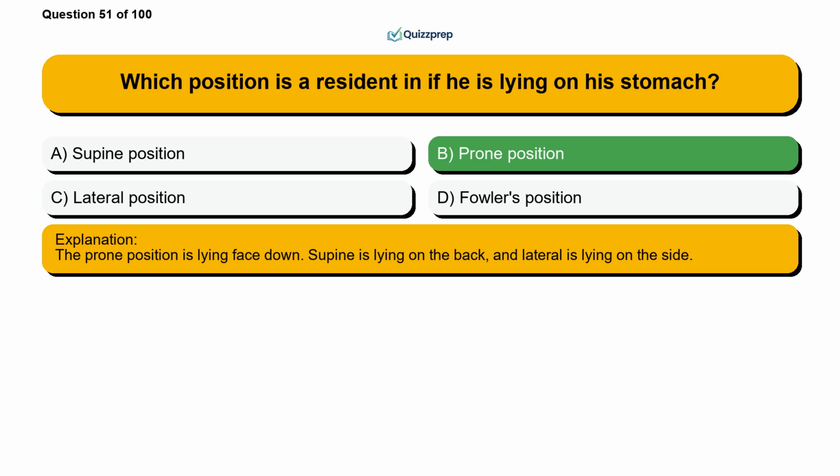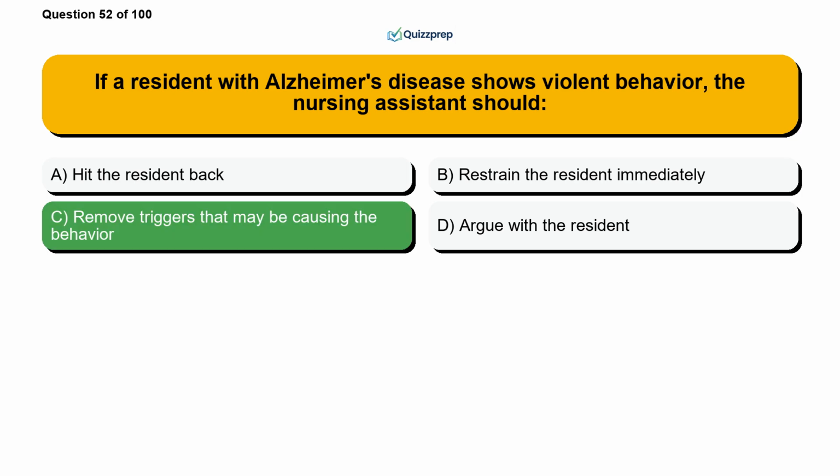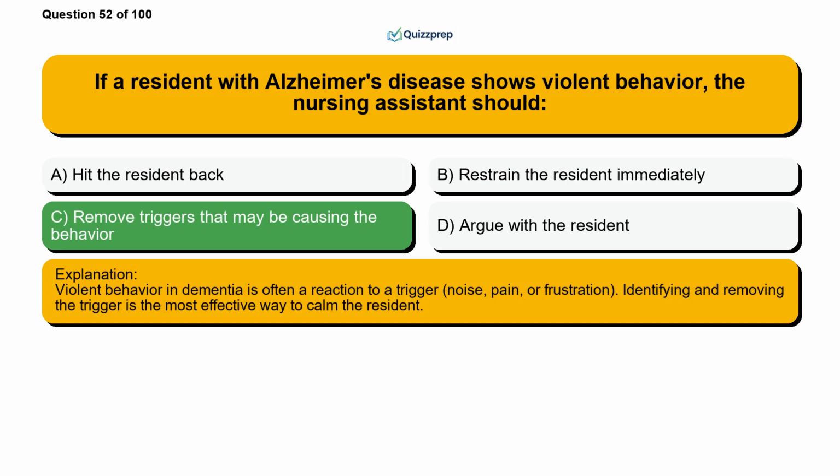Question 52. If a resident with Alzheimer's disease shows violent behavior, the nursing assistant should: option A. Hit the resident back. Option B. Restrain the resident immediately. Option C. Remove triggers that may be causing the behavior. Option D. Argue with the resident. The correct answer is option C. Remove triggers that may be causing the behavior. Violent behavior in dementia is often a reaction to a trigger, noise, pain, or frustration. Identifying and removing the trigger is the most effective way to calm the resident.